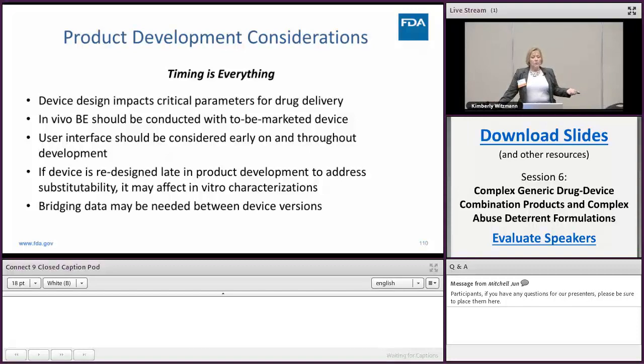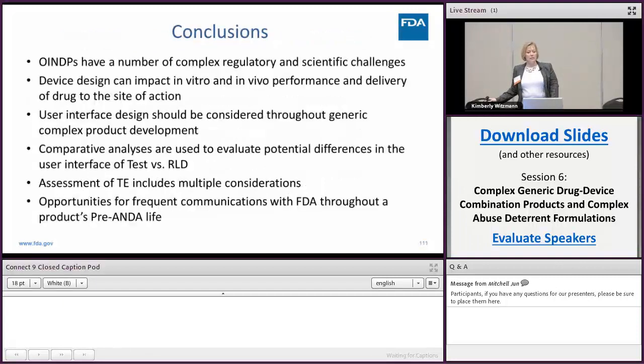So user interface, again, should be considered early and throughout development. And if a device is redesigned late in product development to address a substitutability issue, it could even affect your in vitro characterizations, depending on what the issue or the problem might be. And again, in those situations, sometimes we're put in a position where we may have to ask for additional bridging data, because now you've changed your to-be-marketed device after you've already done your bioequivalence studies, and now sometimes we have to make a bridge back from one set of studies to the current device, the current product that you want to market. So all of these things can come into play, and hopefully I've given you a little better understanding of that today.